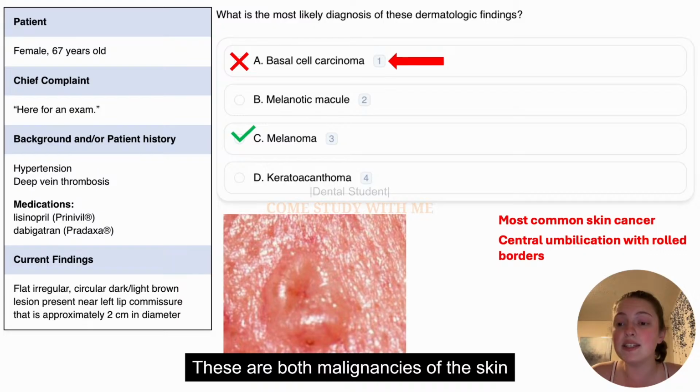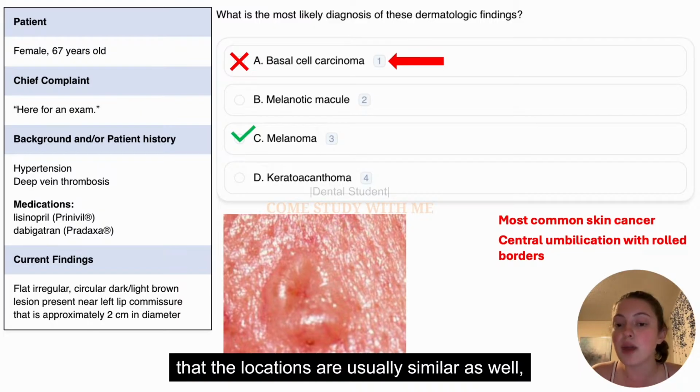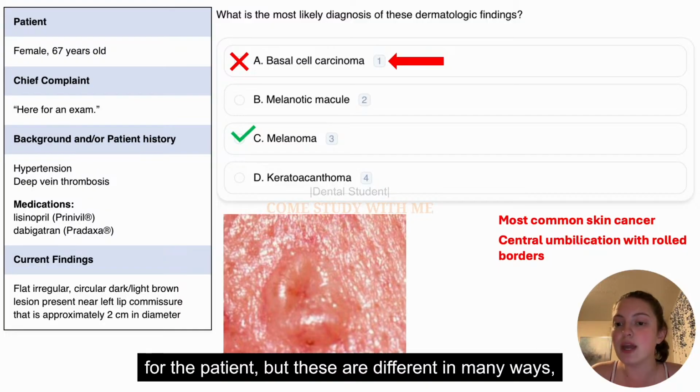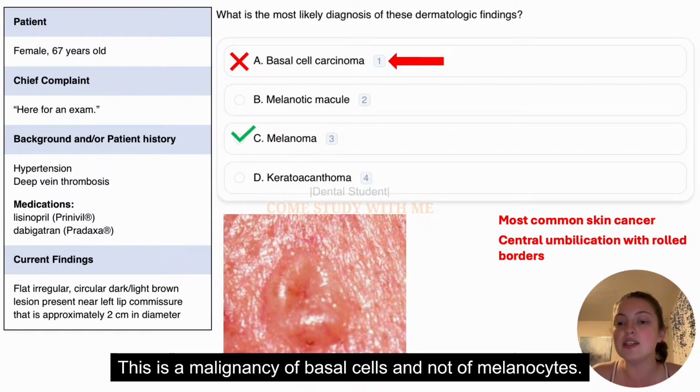Now, how is this similar and how is this different from melanoma? These are both malignancies of the skin that need to be treated accordingly. The risk factors for the two are similar, being fair skin and lots of sun exposure, meaning that the locations are usually similar as well, sun-exposed areas. They're both typically asymptomatic for the patient, but these are different in many ways, and they're actually not usually confused for each other. This is a malignancy of basal cells and not of melanocytes.